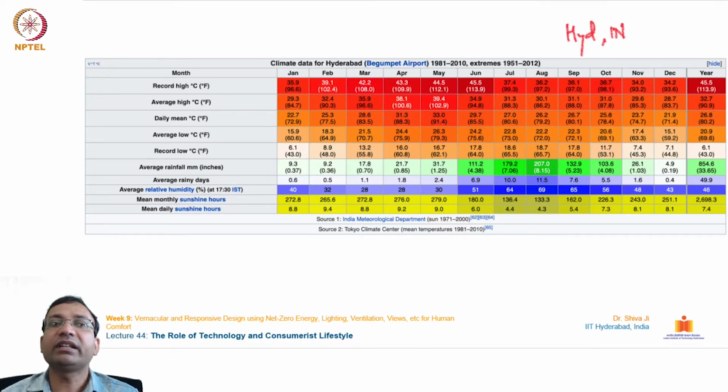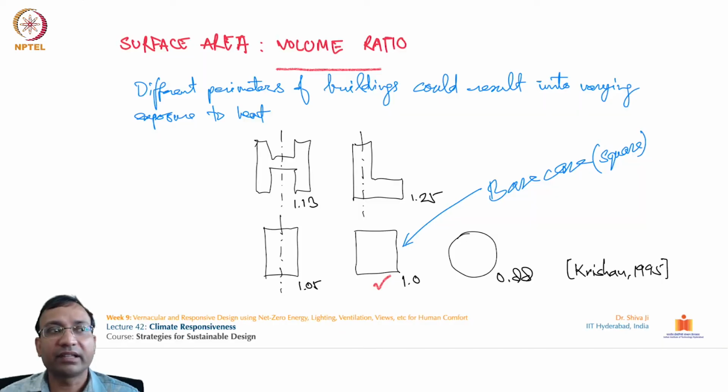So accordingly you can engineer all your designs, all your responses. The responses which you will frame for your design for this particular place will be known as the climatic responses. Okay, and these are very important for design considerations.